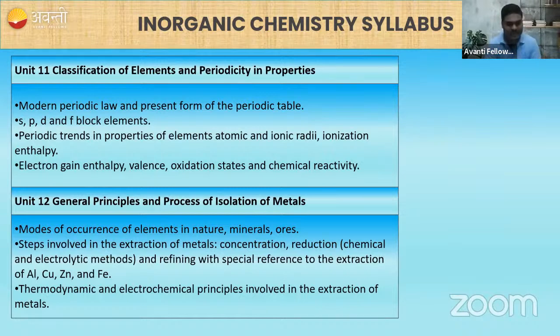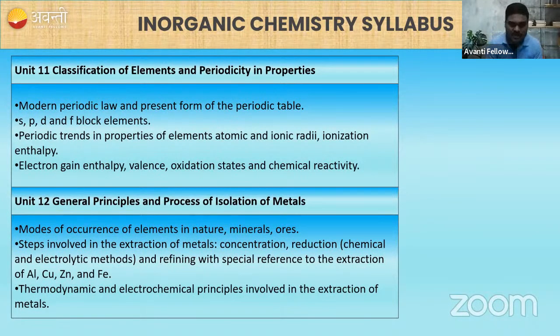So basically in the inorganic chemistry syllabus, the first chapter, that is unit 11, is the classification of elements and periodicity in properties. So this we are going to cover in inorganic chemistry, right? That is the modern periodic law and present form of the periodic table, S, P, D, and F block elements, periodic trends and properties of elements, atomic and ionic radii, ionization enthalpy, electron gain enthalpy, valence, oxidation state, and chemical reactivity.